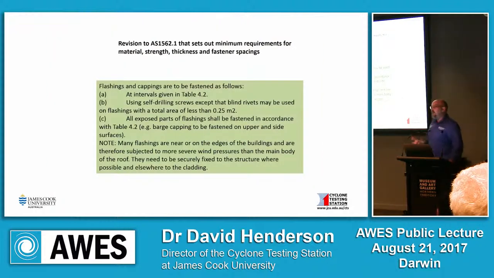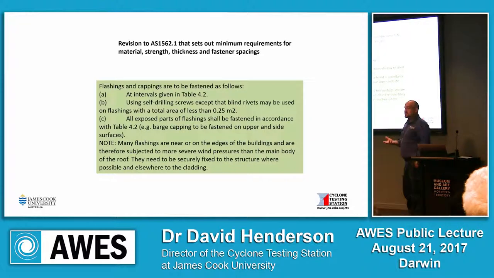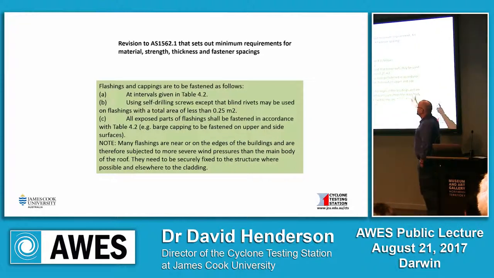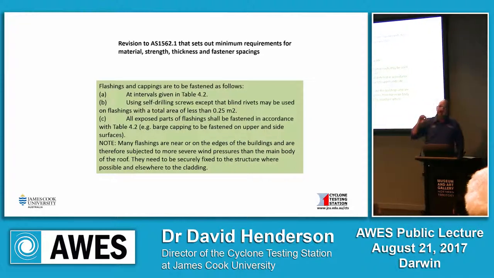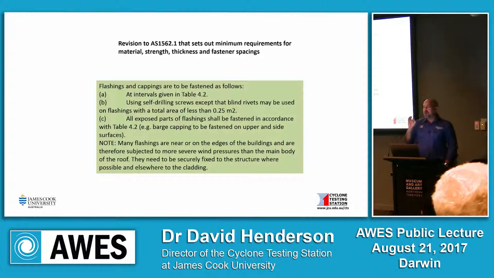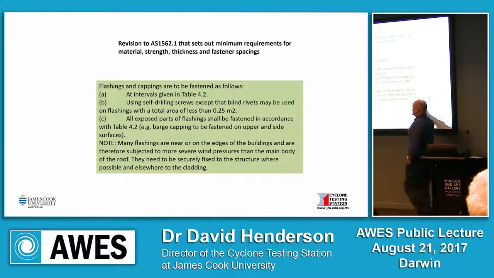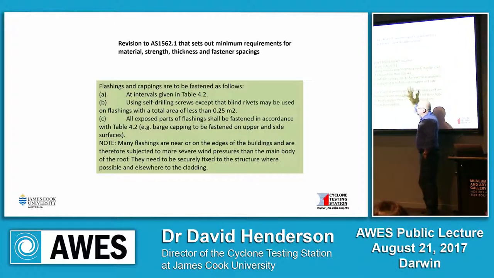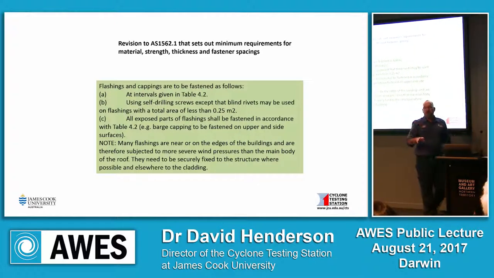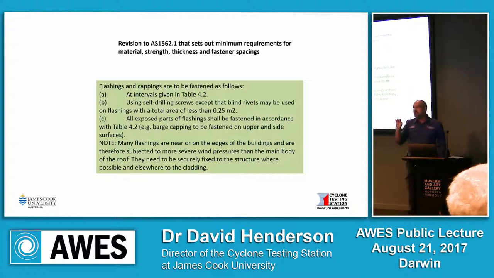There is currently no regulation for fixings of flashings, design of flashings. So within 1562.1, which is currently up for public comment, I think it closes next week, we have put in there, or are trying to put in, minimum requirements for the thickness, the material, the strength, and the minimum amounts of fixings that you must have for your barge flashings, apron flashings, hip flashings, those types of things. So at least there's a line in the sand now that we can all start pointing to.